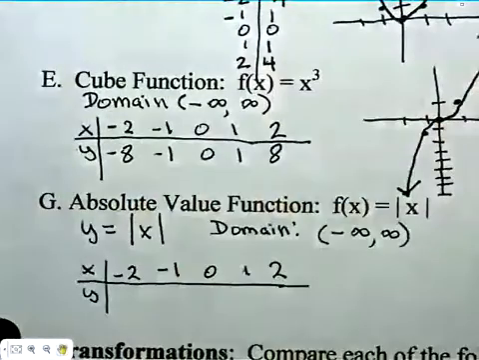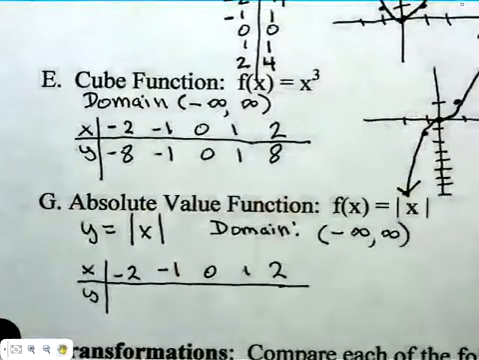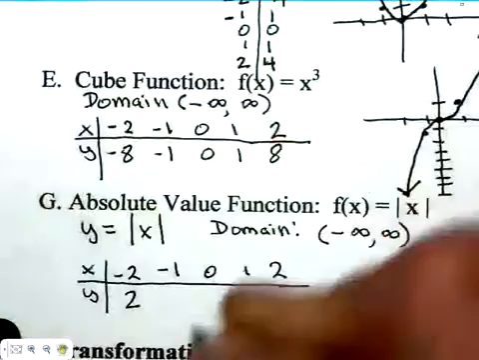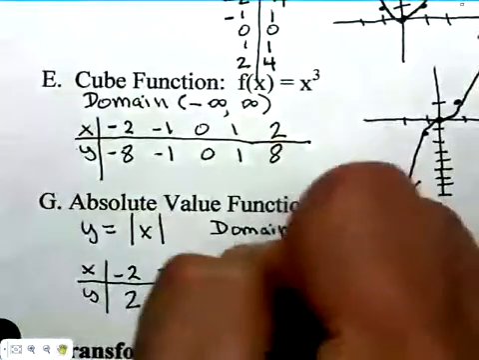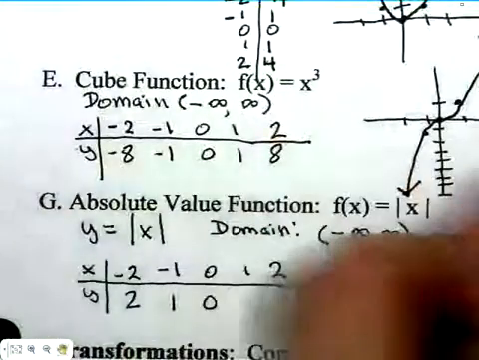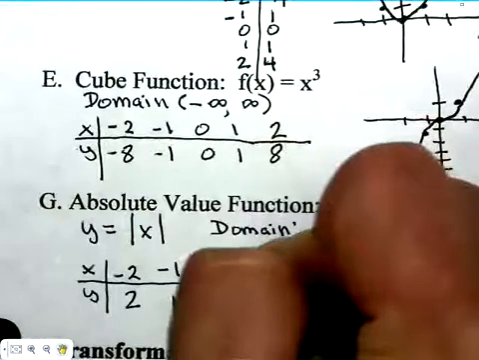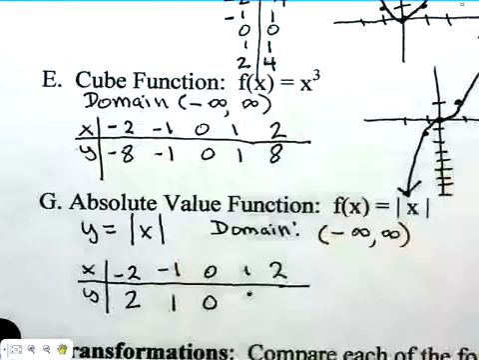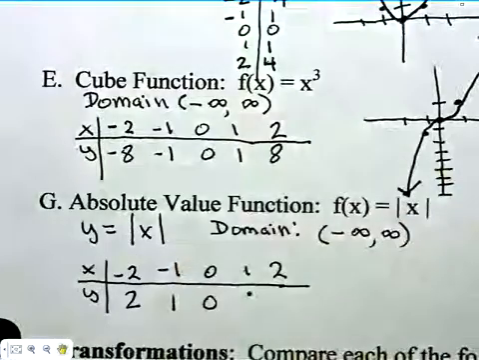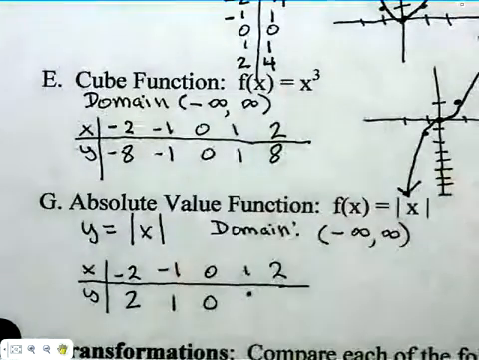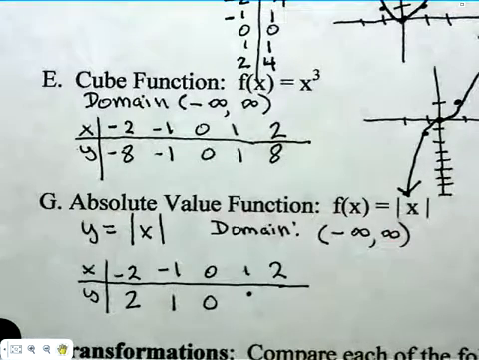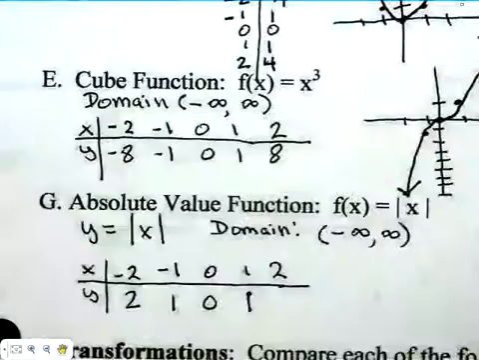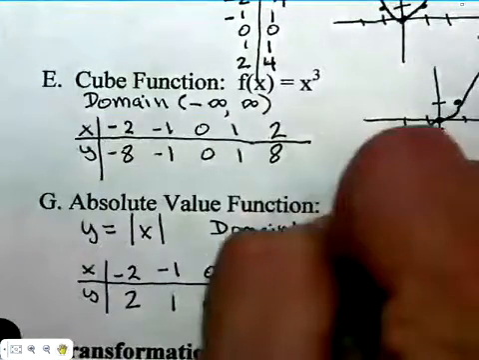The absolute value of negative 2 is what? 2. Absolute value of negative 1 is 1. Absolute value of 0 is 0. Absolute value of 1 is, oh, absolute value doesn't mean opposite. Absolute value means the distance a number is from 0 on a number line, and since it's a distance, it's always positive. 1 is 1 unit from 0 on the number line. 2 is 2 units from 0 on a number line.